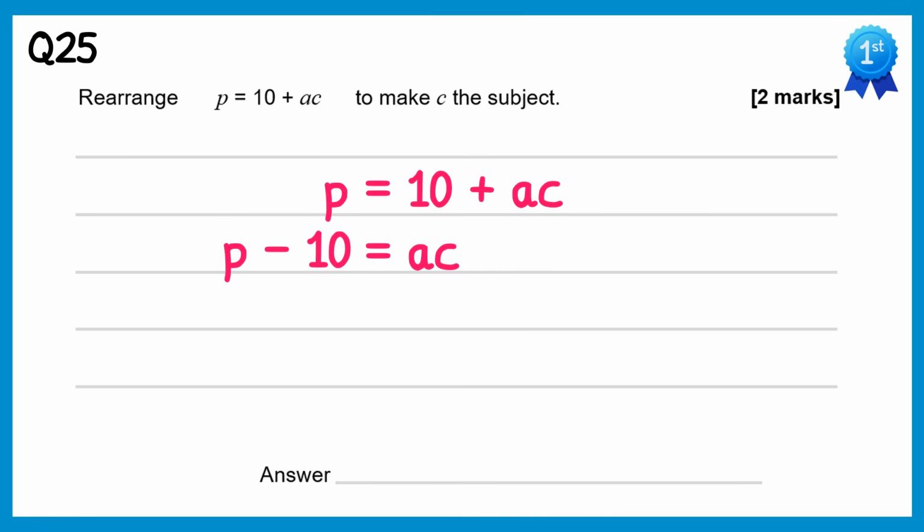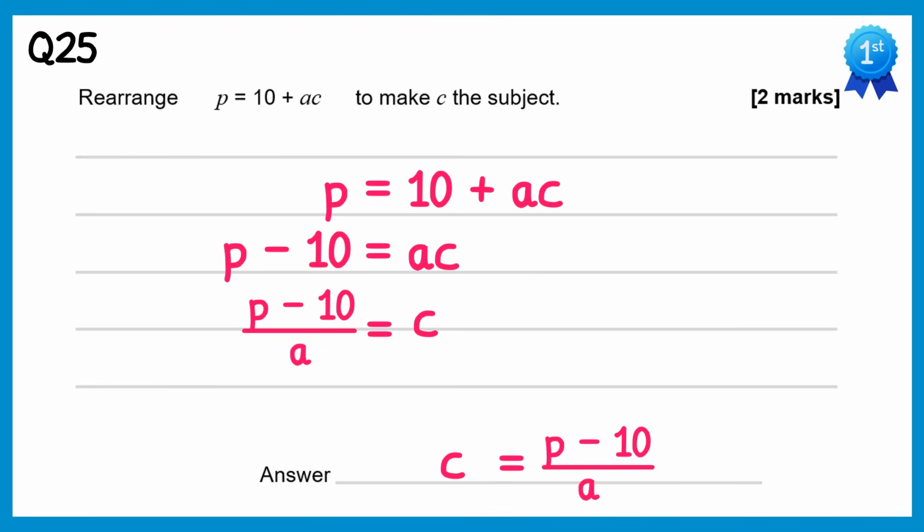Now we've just got an A with the C. That A is multiplied by the C. AC is just A times C. So we need to divide both sides by A. If you divide the left-hand side by A, you've got P minus 10 already there, but then you divide that by A, and on the right-hand side the A's will cancel to leave you with C. So now C is the subject because it's on its own. Usually we write the subject first, so I would rewrite this as C equals P minus 10 over A.